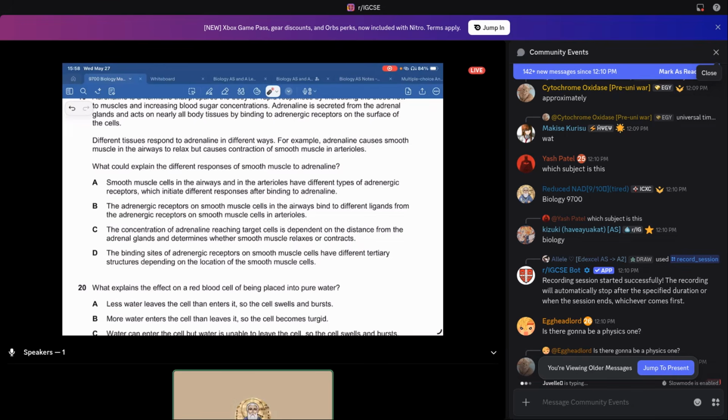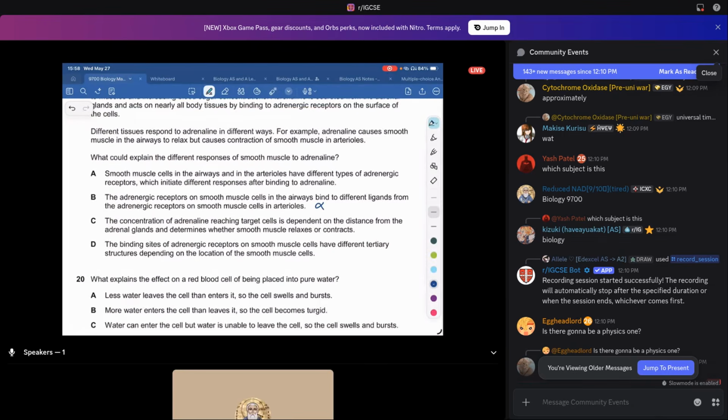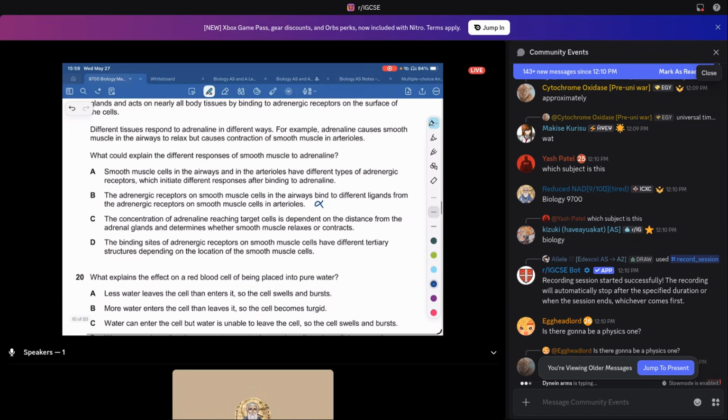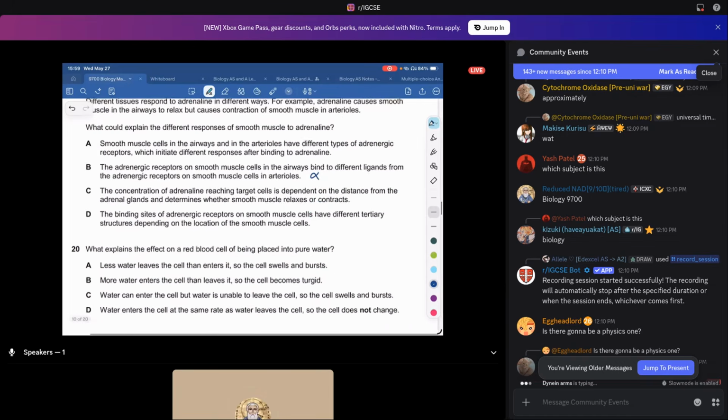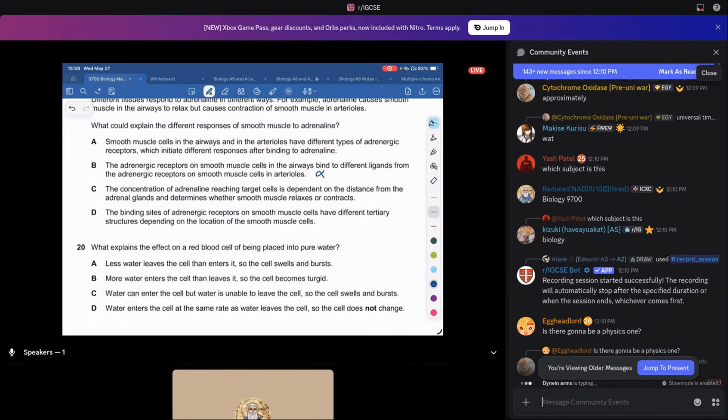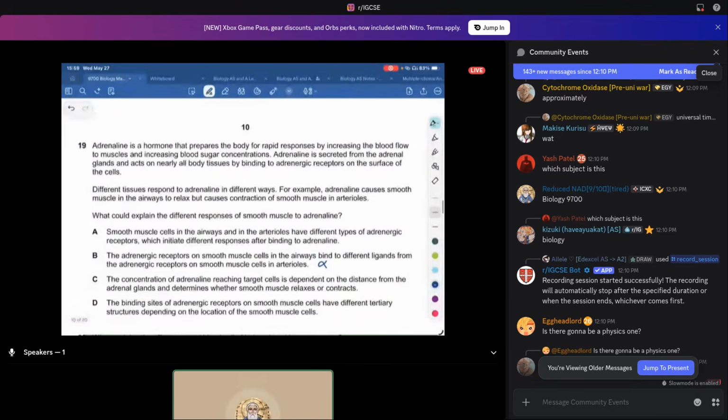I'm going to read B, C, and D first, and then I'm going to say why A is the correct answer. B, the adrenergic receptors on smooth muscles in the airways bind to different ligands. Now, a ligand is just the hormone substance, which is the adrenaline. It is the cell signaling molecule. So obviously B is wrong. They bind to the same ligand, which is adrenaline. The question states it clearly.